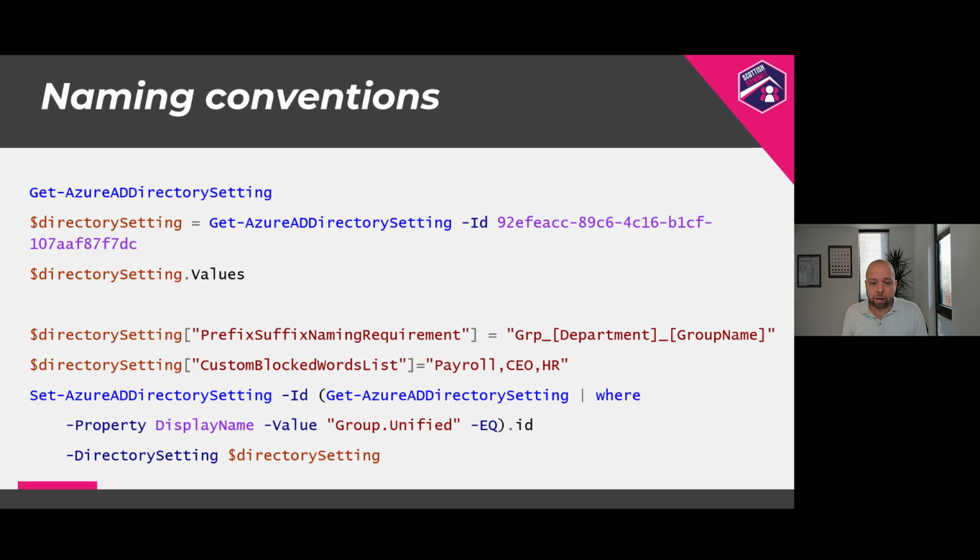Another interesting thing here is you can change custom blocked word lists. So you can set up certain words that are not allowed when you create a new team. Maybe you don't want people in your organization to create a new team with payroll in the name, or CEO in the name, or HR in the name.